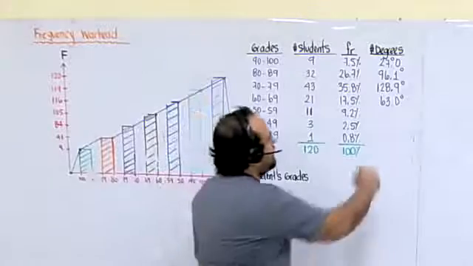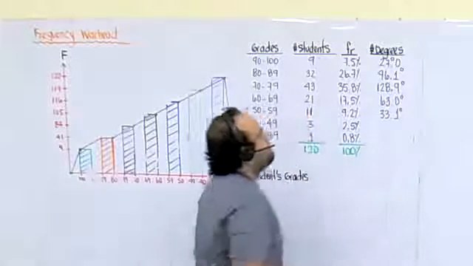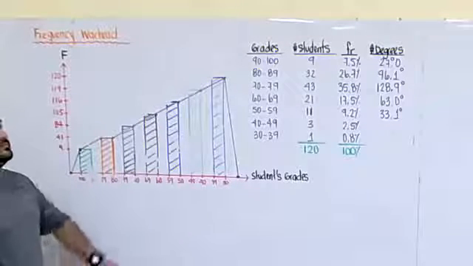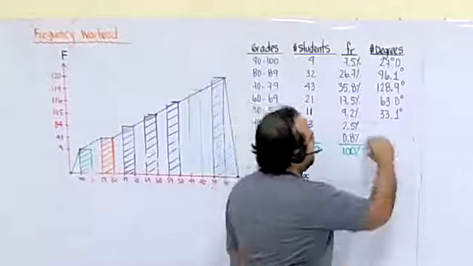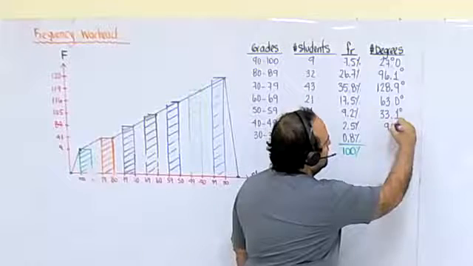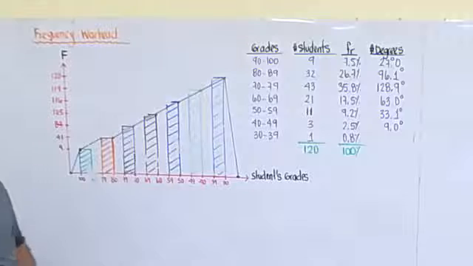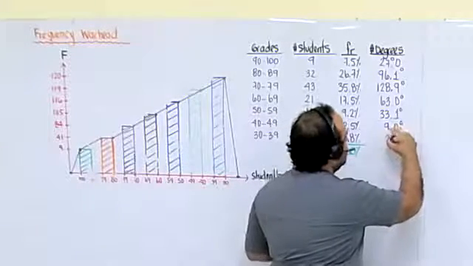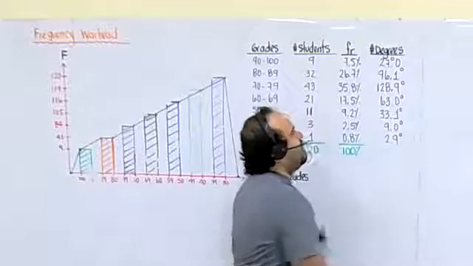33.1 degrees. Okay, excellent. Next one. 9 degrees. 9 grados. Yes, 9.0 degrees. Okay, and another one. 2.9 degrees. Okay. All right then. So we have the distribution of the angles.